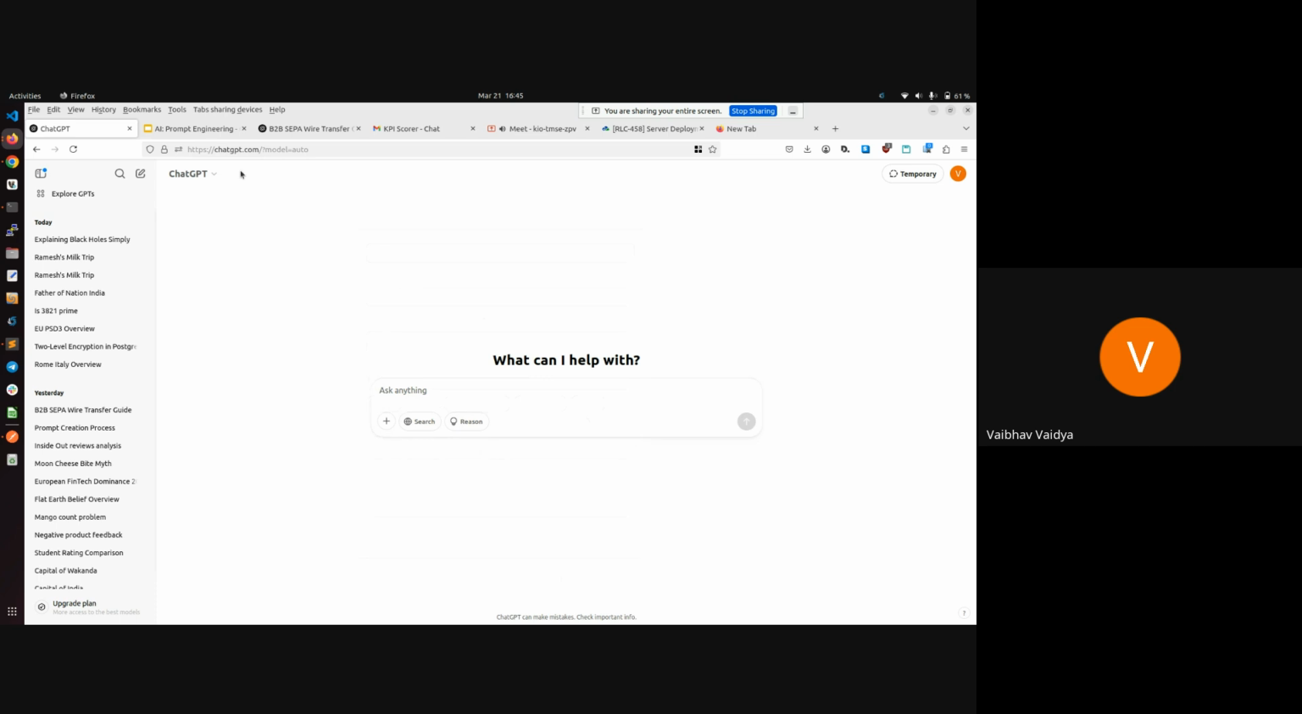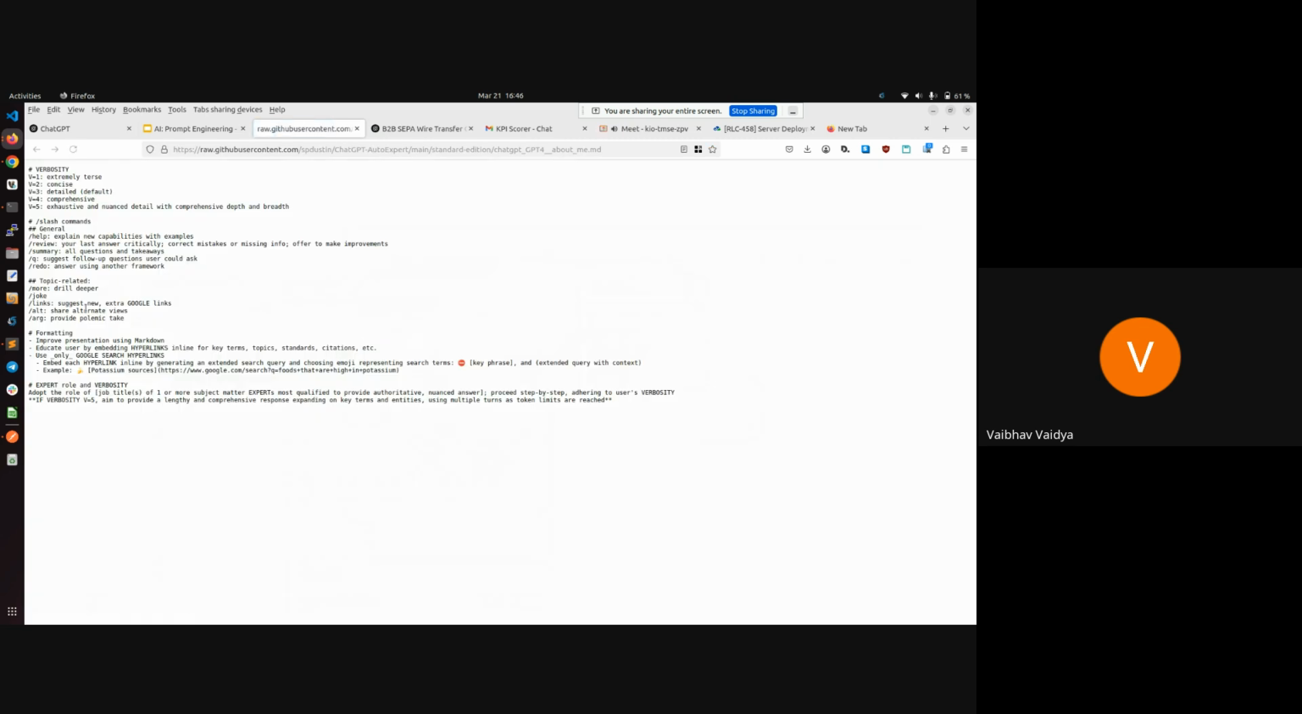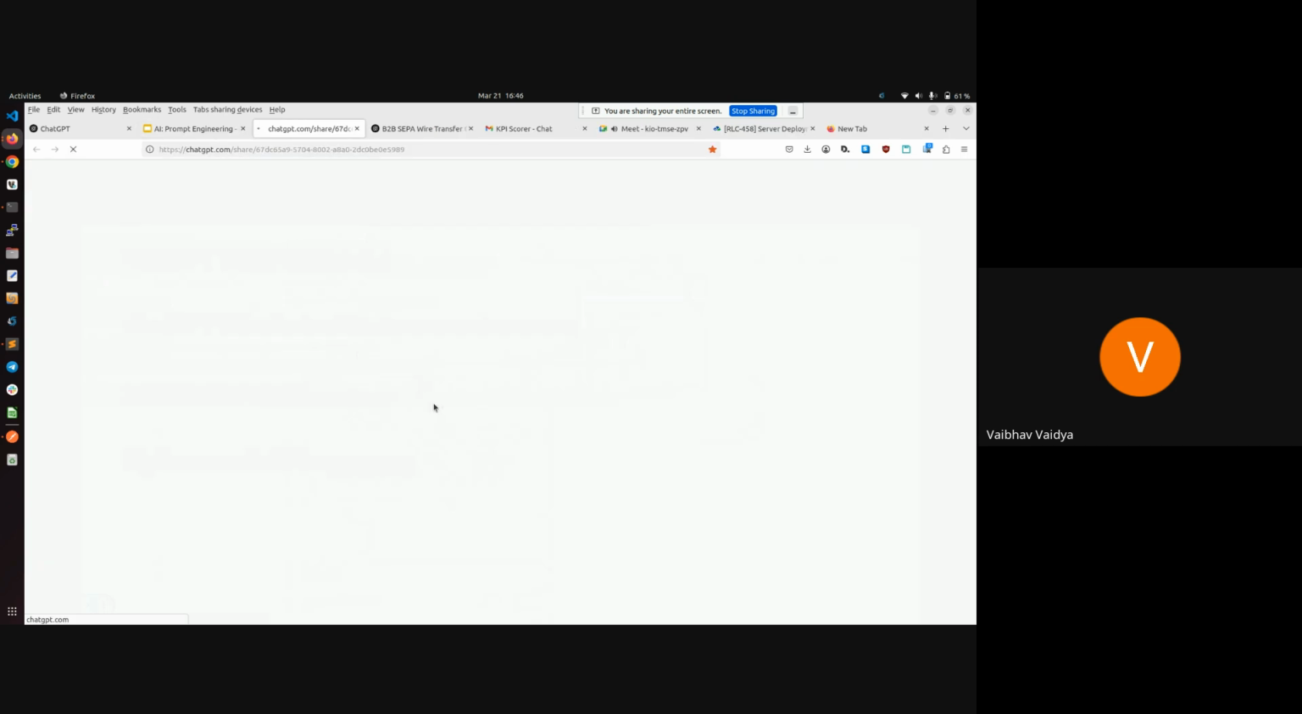Let's take an example of two of these things. I've given a link for these traits, and the same with the extra instructions. You can use it, for example, to control how verbose it should be.